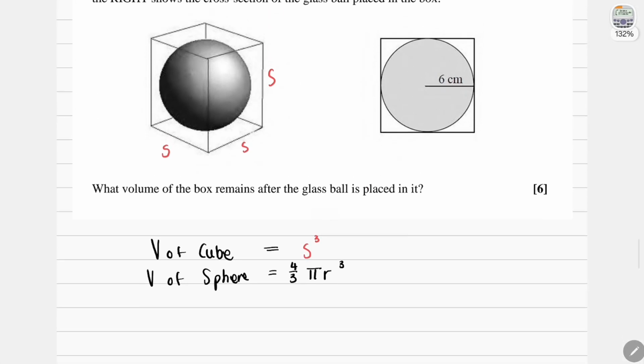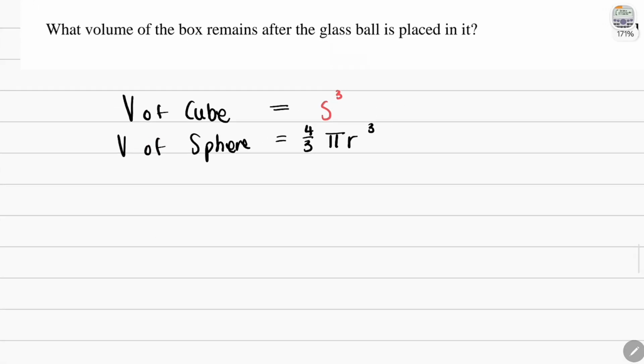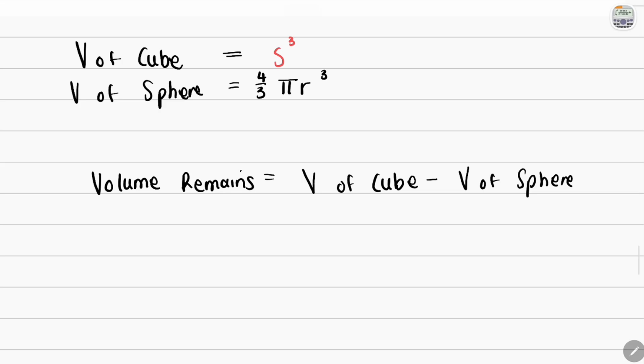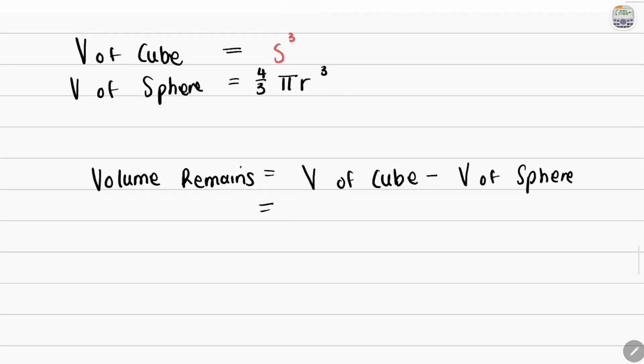To find the space that will remain, I'll call this the volume that remains. All we would do is take the entire volume of the cube and then subtract the volume of the sphere. It's a very simple one. All you had to remember was this.